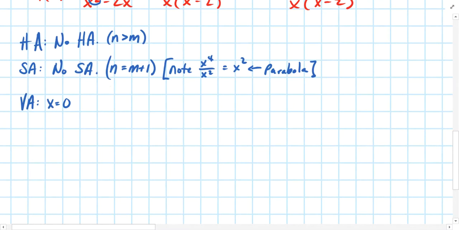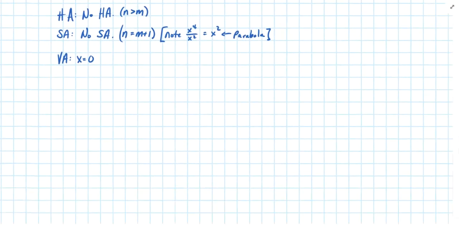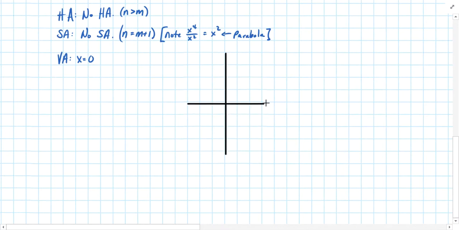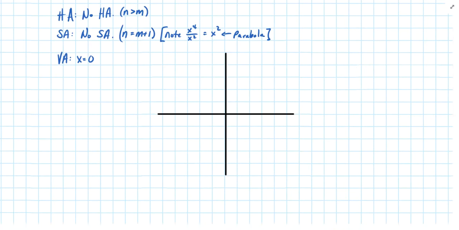Now, if I'm thinking about the sketch of this graph, when there's a vertical asymptote at x equals 0, then that tells me that there are no y-intercepts. There are no points where the graph is going to touch or cross the y-axis. So there are no y-intercepts. But we might want to make note of this here.